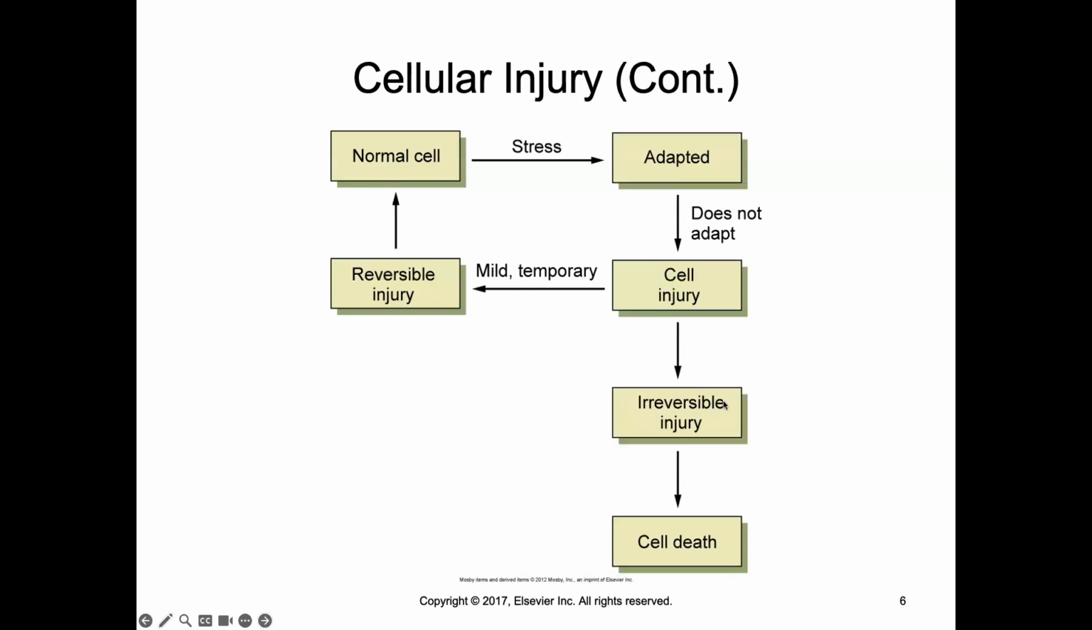There are different types of cell death that we'll talk about. One is necrosis and one is apoptosis. Necrosis is cell death due to insult or injury, while apoptosis is programmed cell death and is a more orderly process.